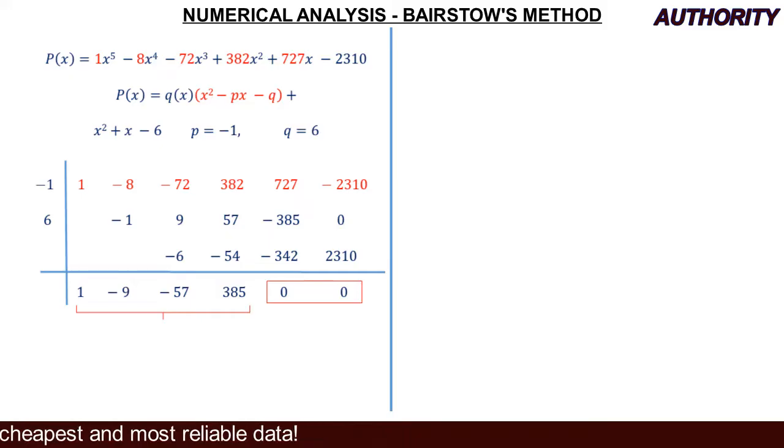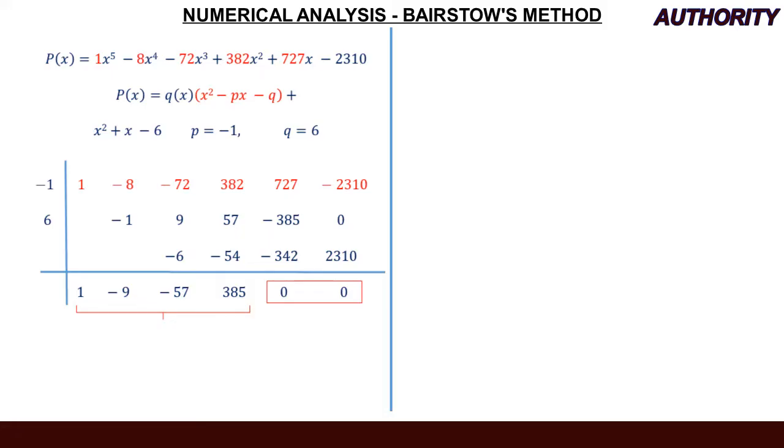727 minus 385 minus 342 is going to give you 0. So this 0, multiplied by p, which is minus 1, is going to give you 0. Let's step backward to 385. 385 multiplied by q, and q is 6, is going to give us 2310. Let's add up everything. Minus 2310 plus 0 plus 2310 is going to give us 0.